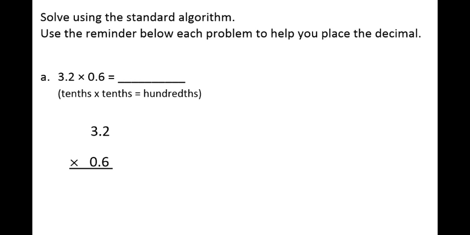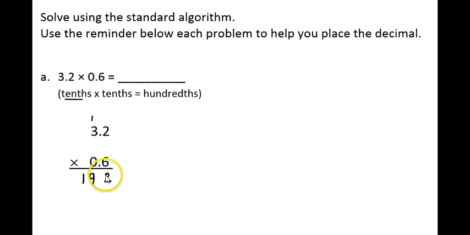In the last section, we are to solve the problem using the standard algorithm, and then we're going to use the reminder below each problem to help us place the decimal point. The first problem is 3 2/10 times 6/10, and we have the vertical format below. I'm just going to use regular multiplication here. So 6 times 2 is 12. 6 times 3 is 18, plus 1 is 19. And I don't need to multiply this 0.